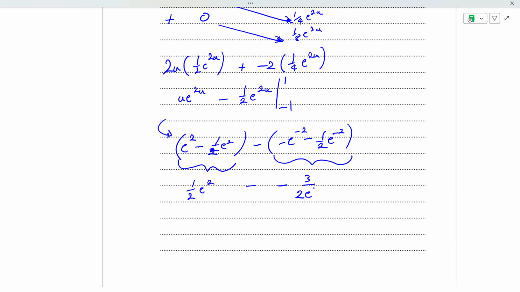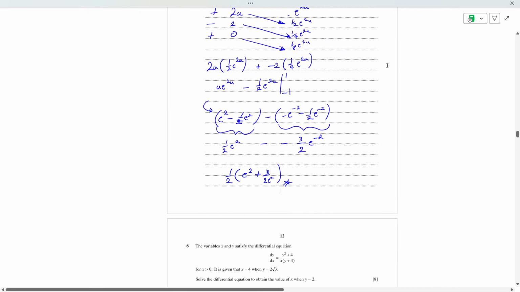In this case, e to the 2. Oh, in this case, it's actually, first you may write it like that first. Then you combine those two. Then you have your final answer as half bracket e squared plus 3 over 2 bracket e to the negative 2. Okay. So this one is much cleaner.